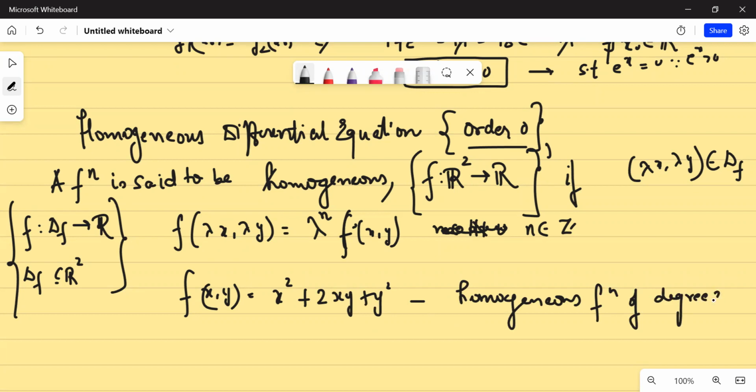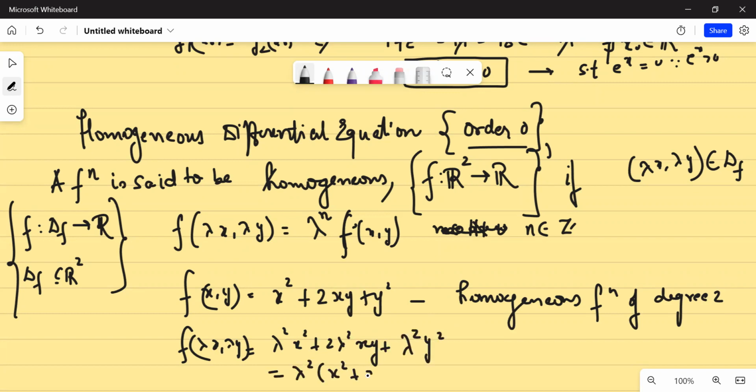Is it clear? You can clearly see if you replace x and y with lambda x and lambda y, you'll find lambda square x square plus 2 lambda square xy plus lambda square y square, and if you take lambda square common, you'll get lambda square times x square plus 2xy plus y square, and that will give you lambda square f of x comma y. So this is how it is. Is that clear?